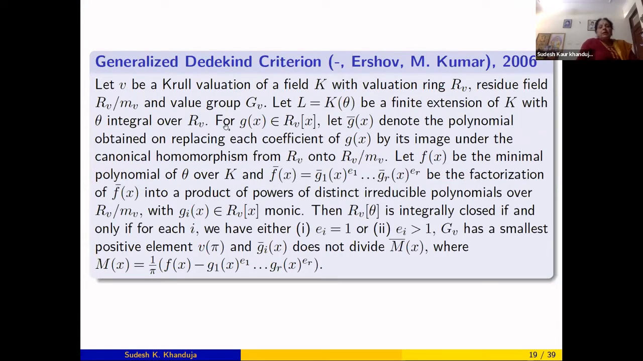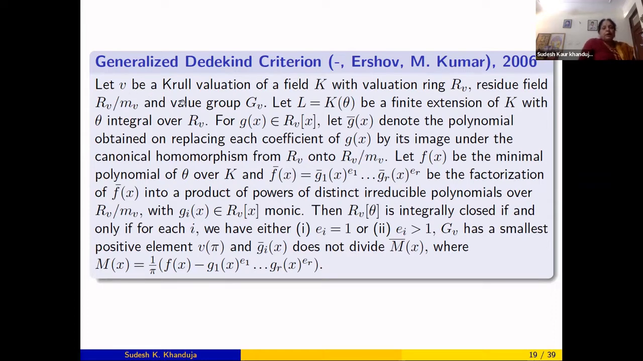Let me mention Yuri Ershov from Novosibirsk, Russia, who was the director of that institute, and he was a master of valuation theory. He has also written books on valuation theory. He extended the Dedekind criterion to Krull valuations. And so did my student Munish Kumar also.